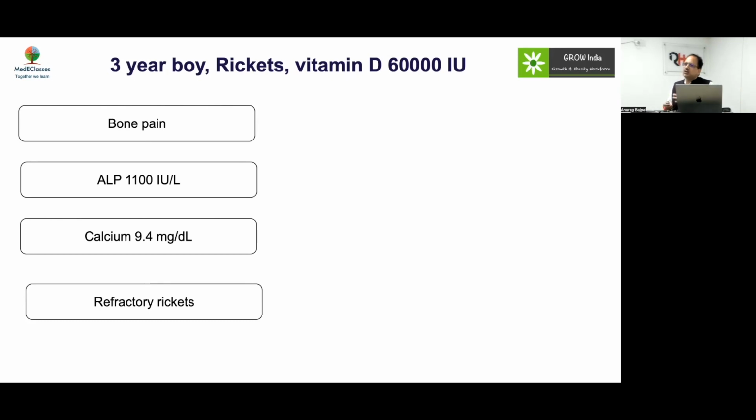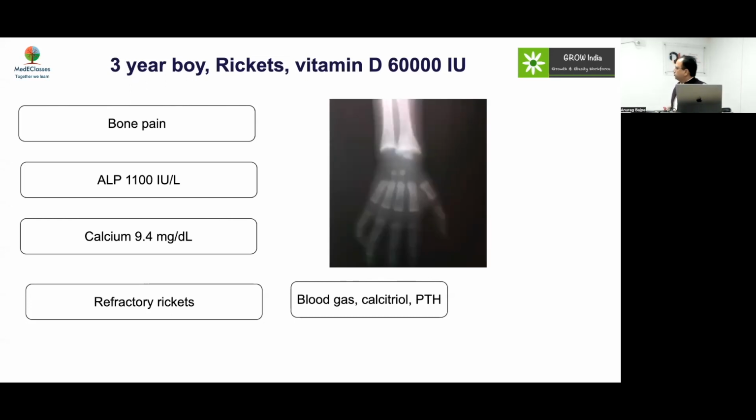We need to understand that once you treat, there are different changes which may happen, which can cause bone pain, and ALP is a marker of bone formation, so the levels may go up. So this is not really a case of refractory rickets, because once you label refractory rickets, you have to do many complicated investigations like blood gas, PTH, vitamin D, calcitriol, which is not going to help and will cause more confusion. This was clearly a simple case in which, if we had looked for the line of healing, it was present. So this was a classical case in which we were messing up a simple case, making it more complicated. This was a normal response.